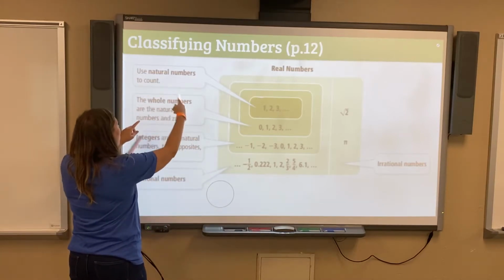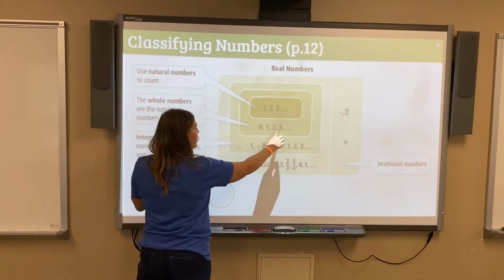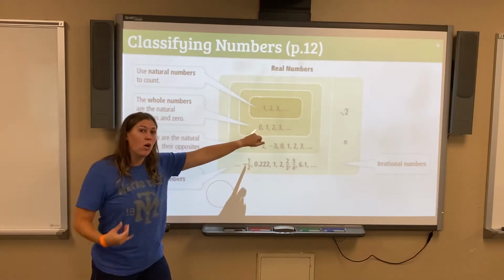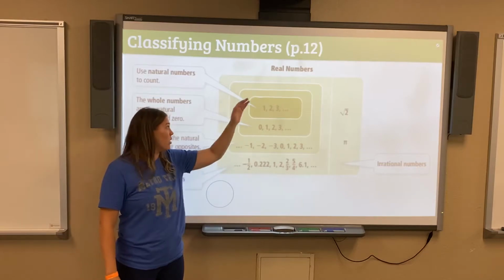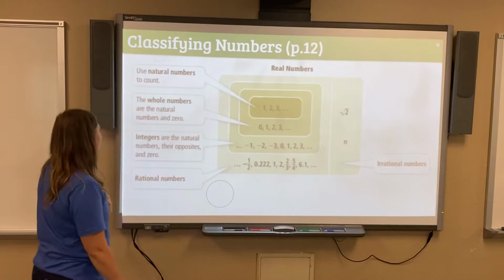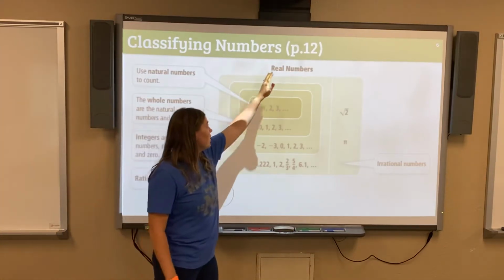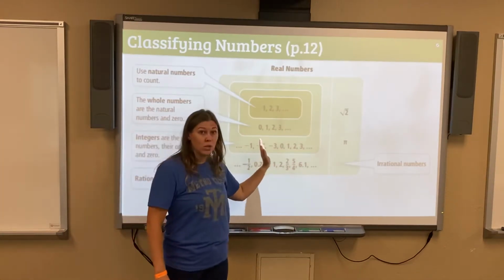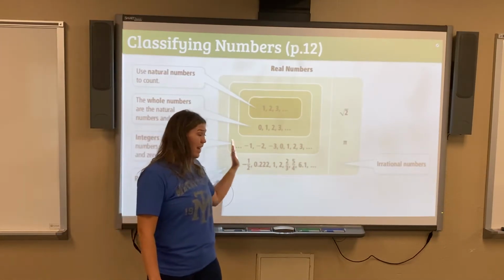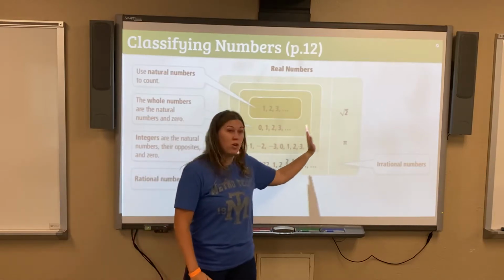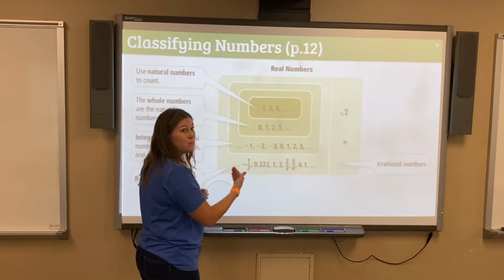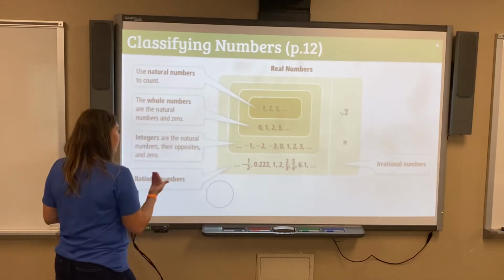Then we add the whole numbers. So it's all of the natural numbers, but we add 0. I like to think that's your whole. Your whole number includes your natural numbers, with the 0. Okay, integers are all whole numbers and their opposites. So that's all the negative numbers, 0, then all your positive numbers. So your natural numbers, 0, which makes it all your whole numbers, and then all the negatives.